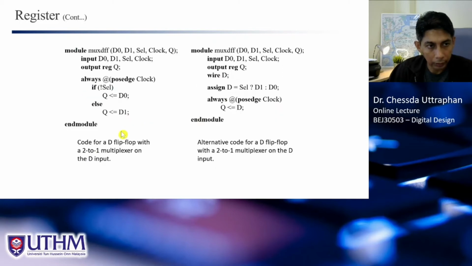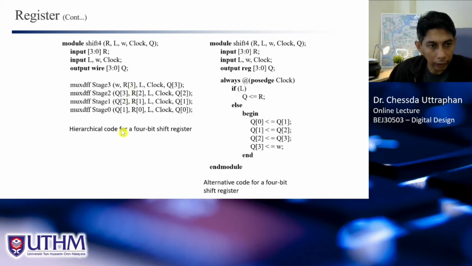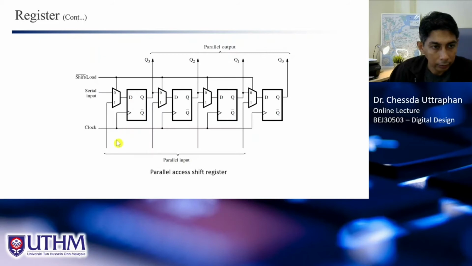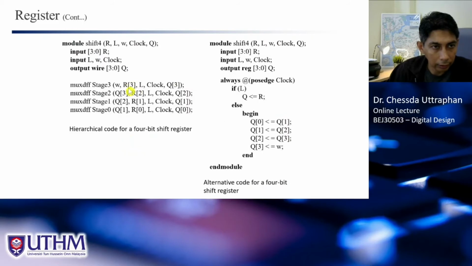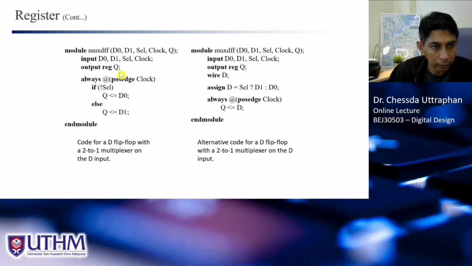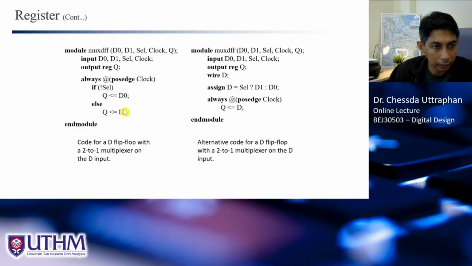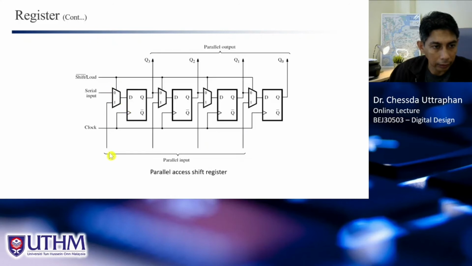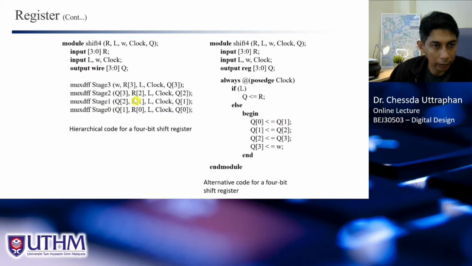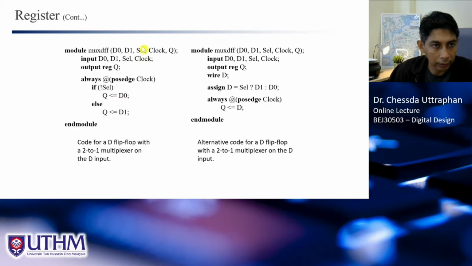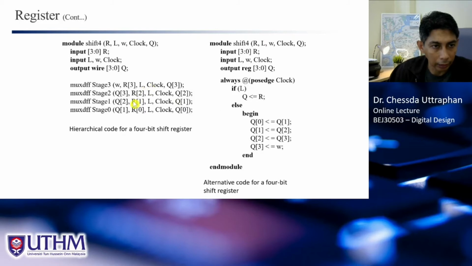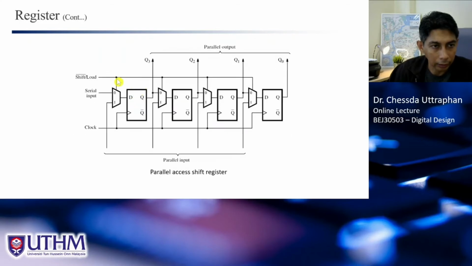This is W, and R3 is this D0. This is W. This is R3. So meaning that this is R3, this is W, and L is this SEL, L. So this is L.